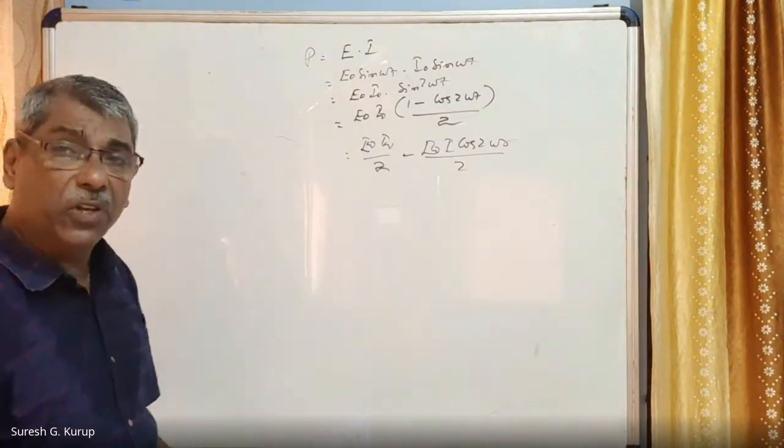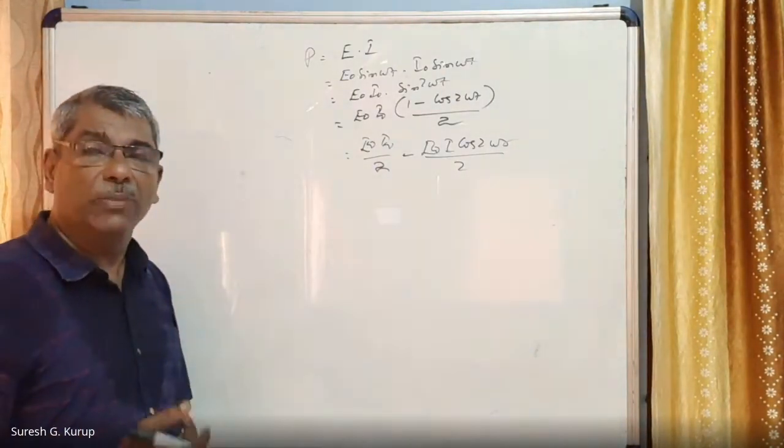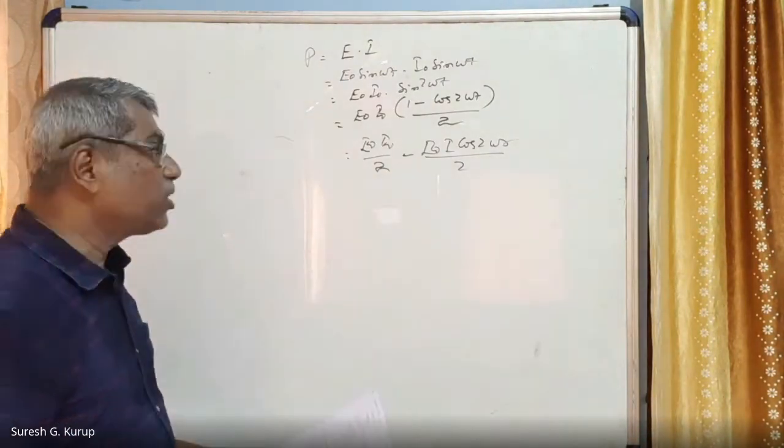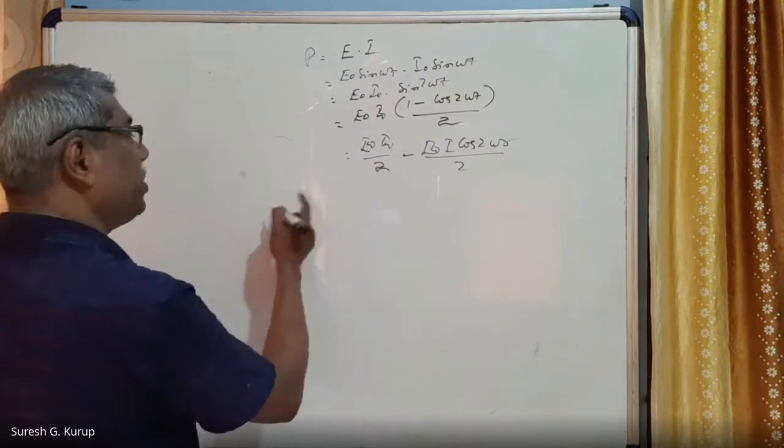Now, average power means over the whole cycle. The whole cycle means 0 to T seconds, capital T. The total average power is the power averaged. This is the instantaneous power, and it has two terms.